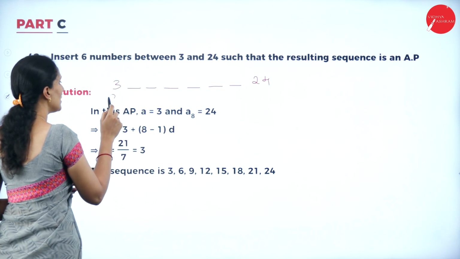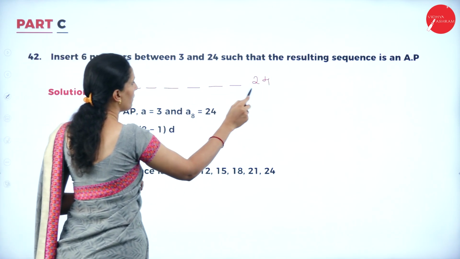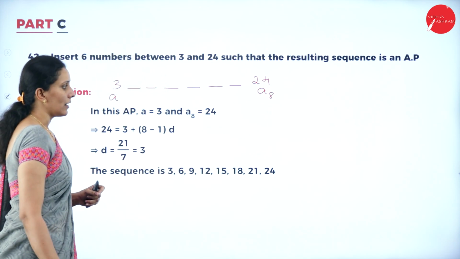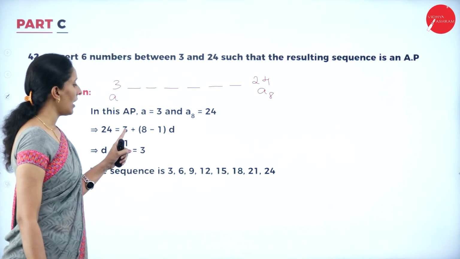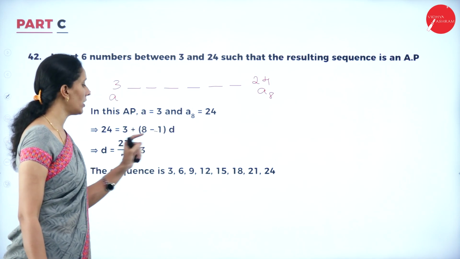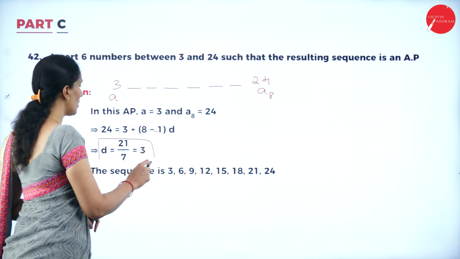That means you can take this as the first term, 3, and this is the last term, that is A8. A8 can be written in the form of a plus (n minus 1) into d. a is 3, (8 minus 1) into d.